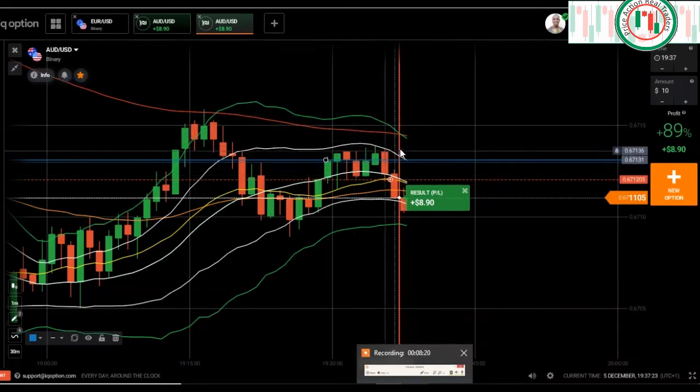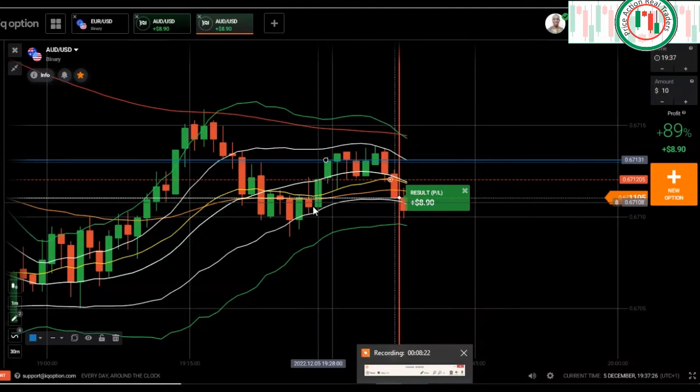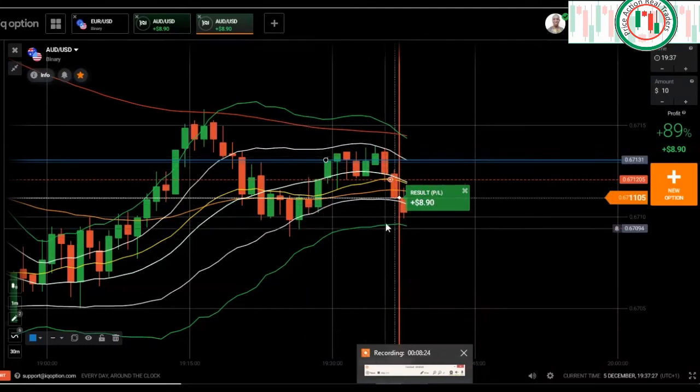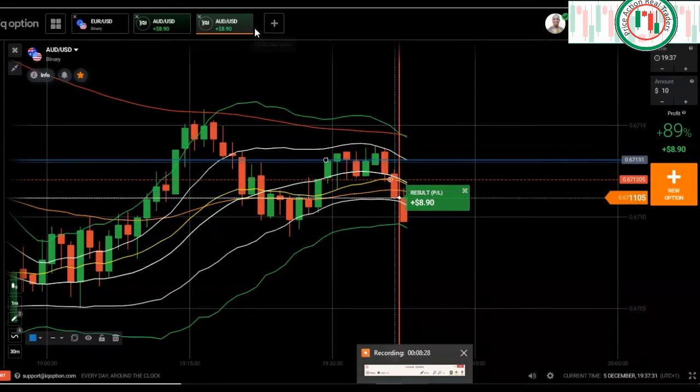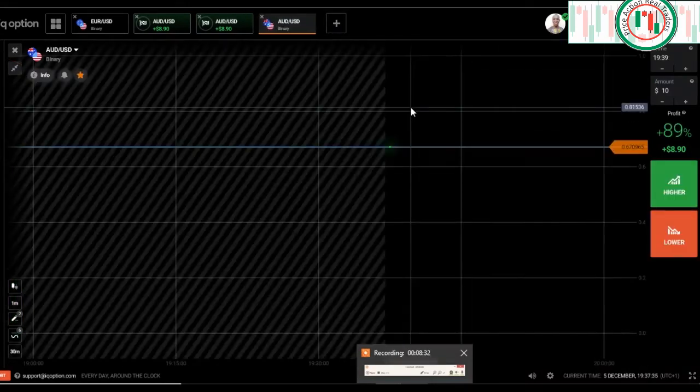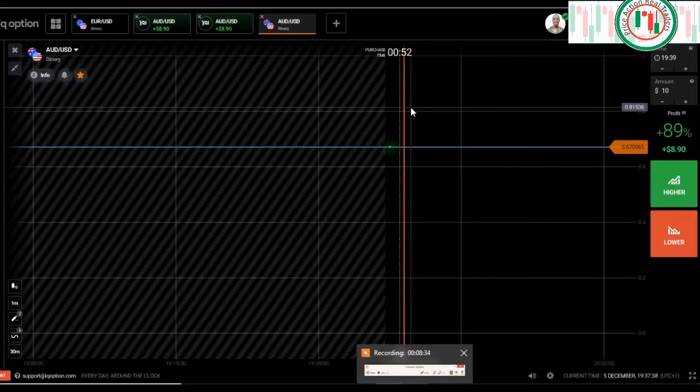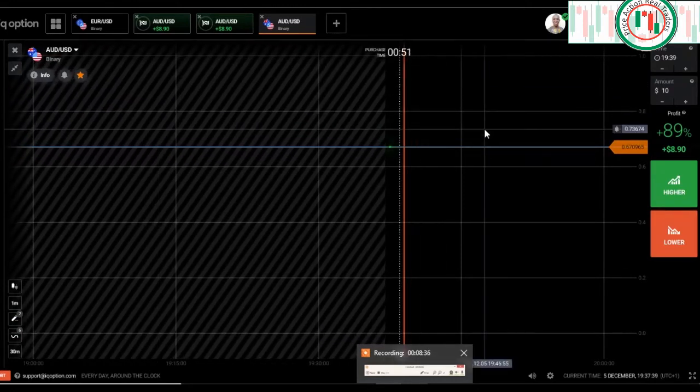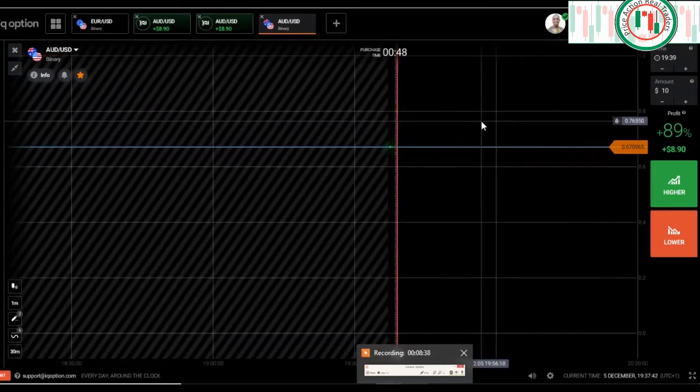Here, 1 deviation, market reverses. You see here, the market reverses. The market always reverses here or here. So that's why I placed my trade. In a range market, the market always reverses at the Bollinger Bands.